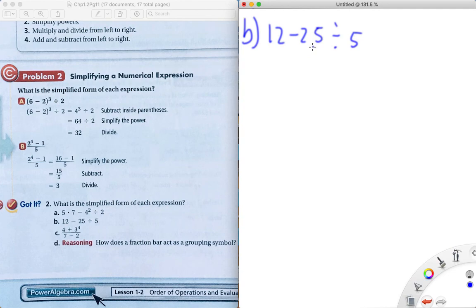So we have subtraction and division. We do division first. So 12 minus 25 divided by 5 is 5. So we got here, we did division. And then 12 minus 5 is 7. And that was subtraction. Okay.